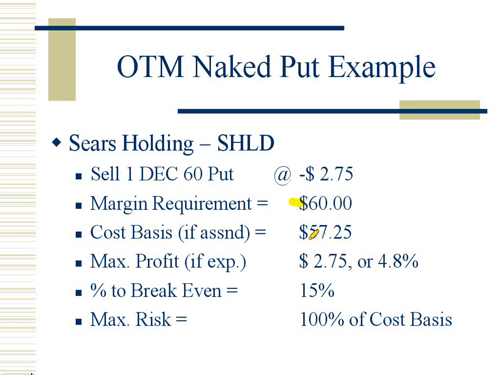Okay, I'm sorry, $60 to the cost basis of $57.25. So I have a 15% to break even. Now, I'm still at risk, though, for roughly 100% of my total investment, which in this case would be the $57.25. If I was forced to buy shares of stock at $57.25, I let the position get against me and the stock was trading at $3, I've essentially lost $54.25, haven't I?